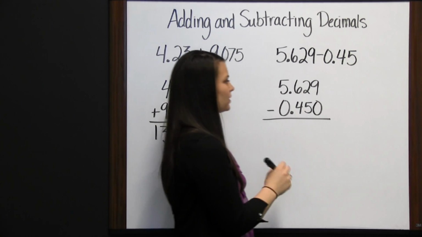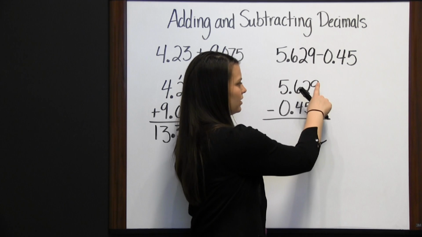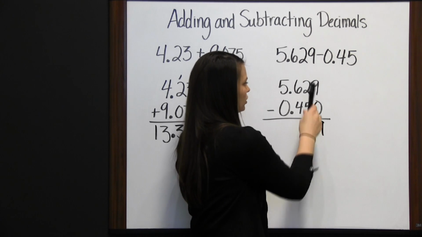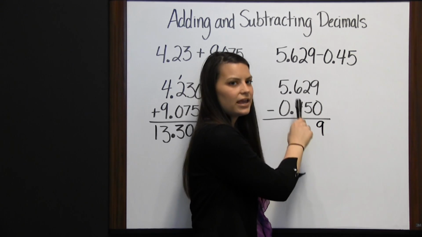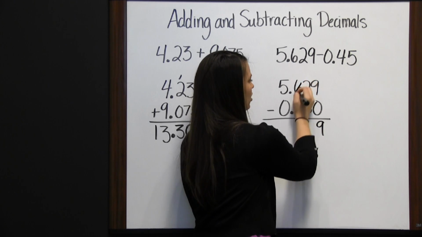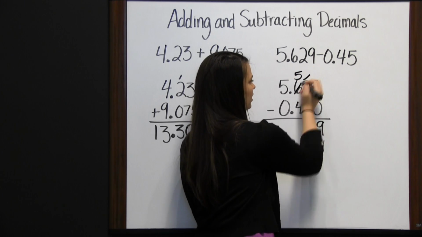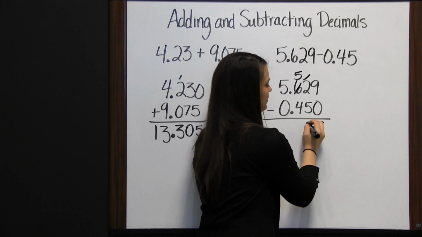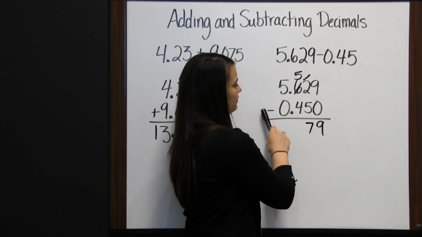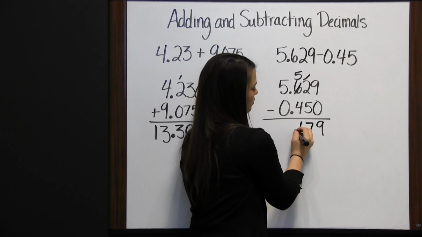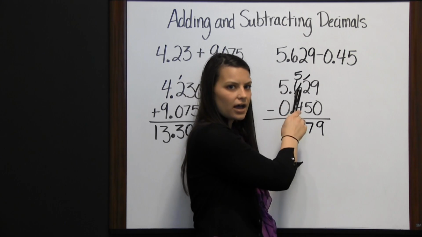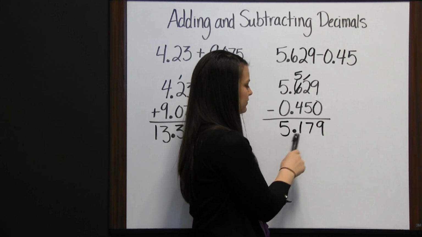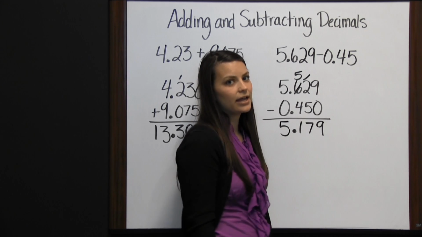Now for subtraction. We're going to do the same thing, except now we're subtracting. 9 minus 0 is 9. 2 minus 5. We can't take 5 from 2, so we need to borrow from our 6, just like we usually would, and add a 1 onto our 2, which makes 12. 12 minus 5 is 7. And then 5 minus 4 is 1. We bring our decimal down. And 5 minus 0 is 5. So our result, or our difference, is 5 and 179 thousandths.